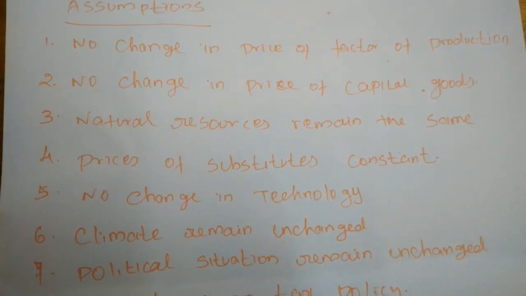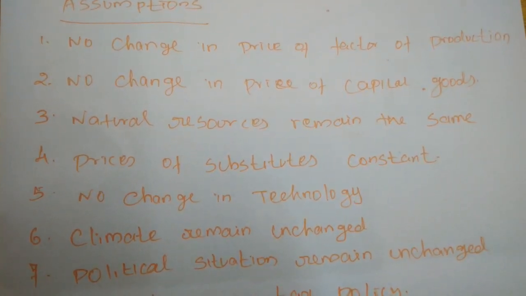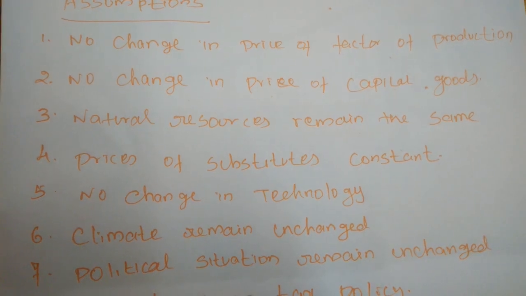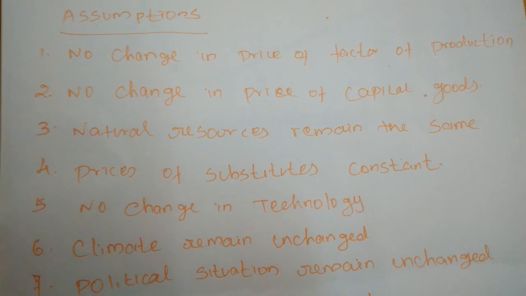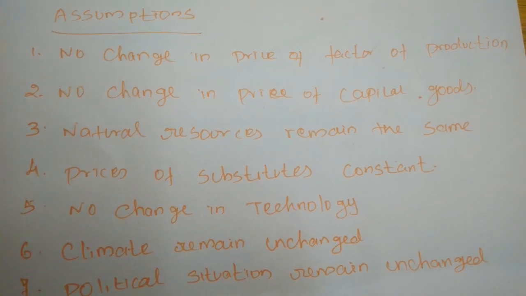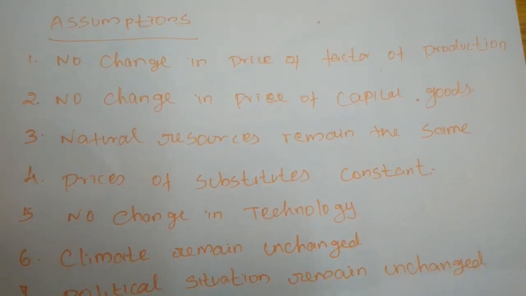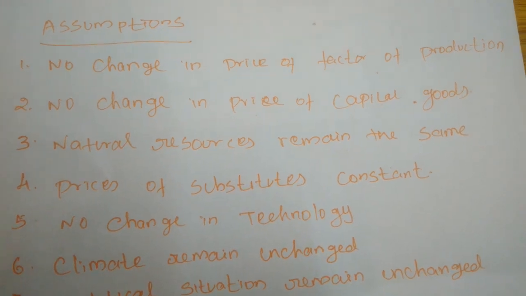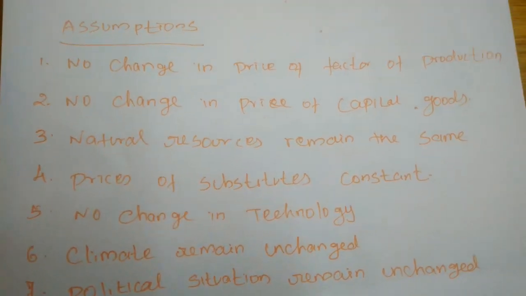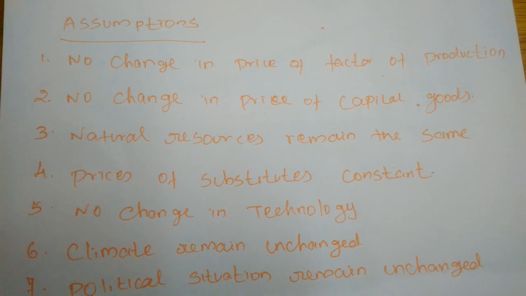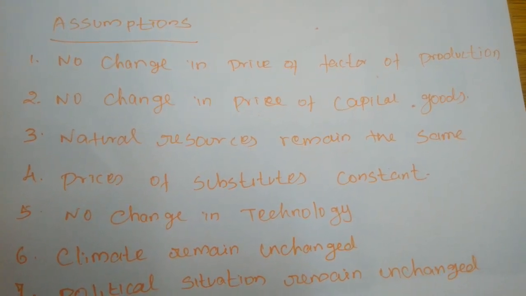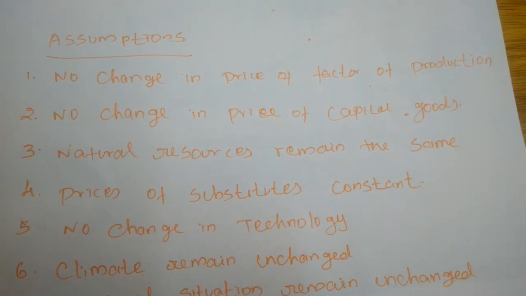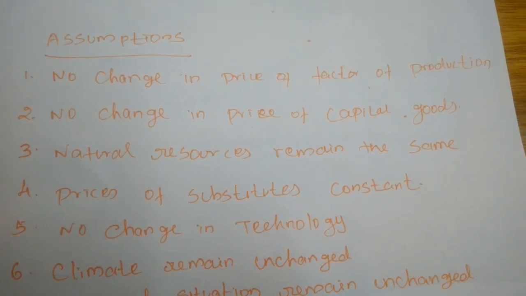Next, there are natural resources and their availability, also remaining the same. Because on the basis of the availability of the resources, only the producers can increase the supply of a commodity. So the natural resources and their availability also have to remain the same. There should not be any change.